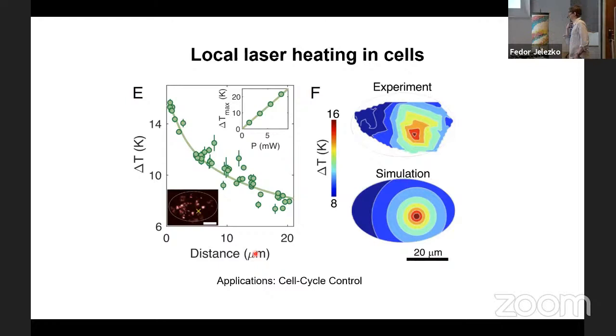Yeah, so the measurement I showed is showing the calibration. So it's a laser that is heating, and then there is basically an equilibration from the heating point to outside. And so this is not a natural temperature gradient. It's induced by the laser. So that's okay.